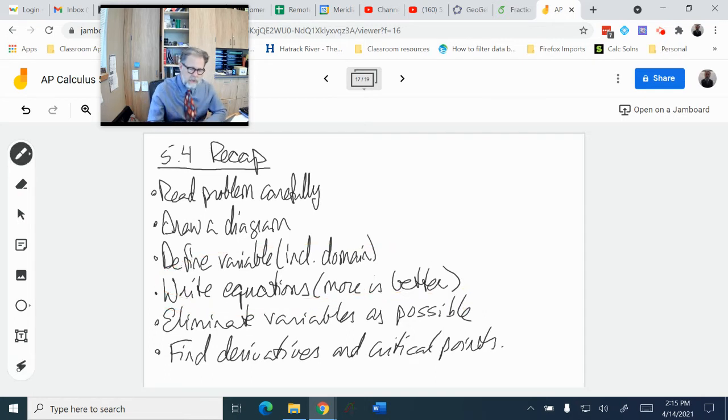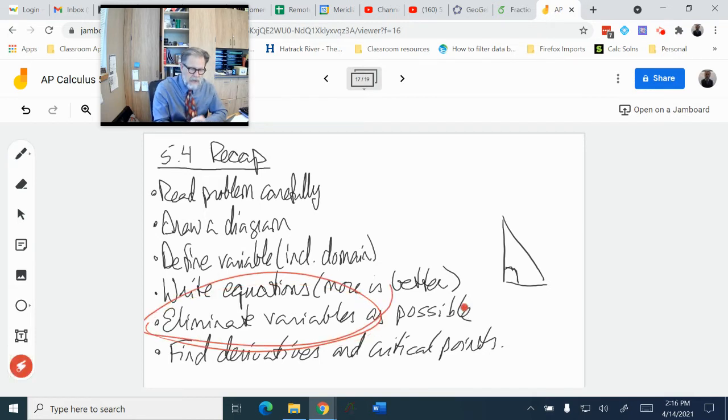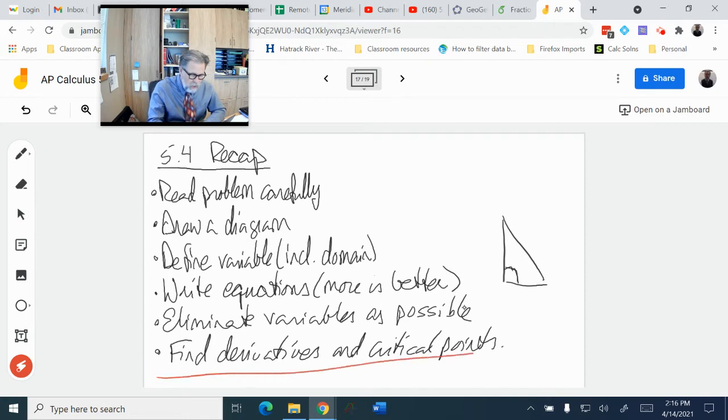Here's one I didn't include on this. Look for right triangles. We solved that on a couple of problems. There was a right triangle in the problem, in a cone. The height and the radius make a right triangle, which gives you another equation, which then allows you to eliminate variables as much as you possibly can. What you want is something with one variable at the end of the day before you find the derivatives and critical points.